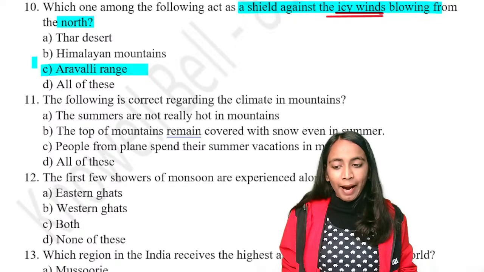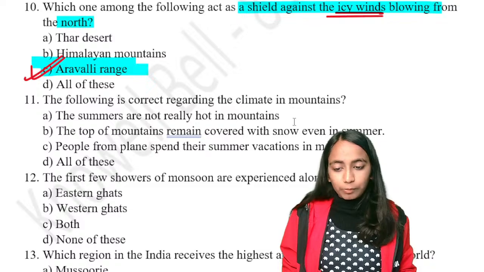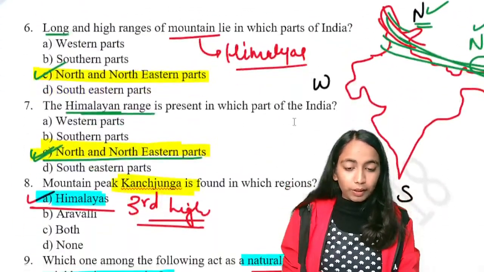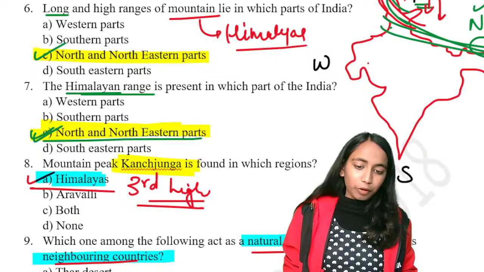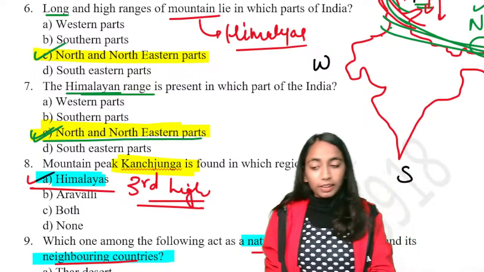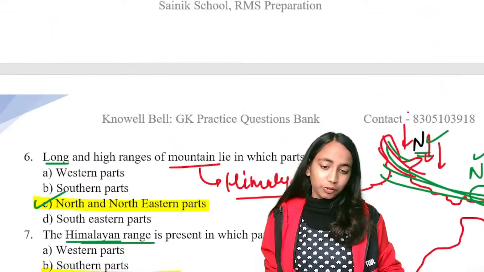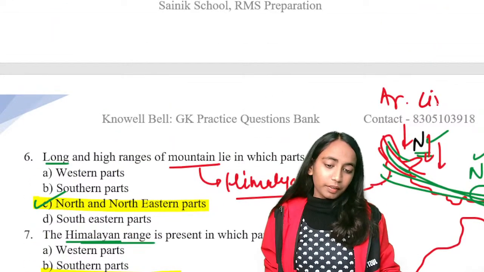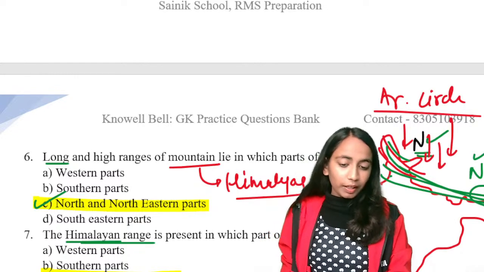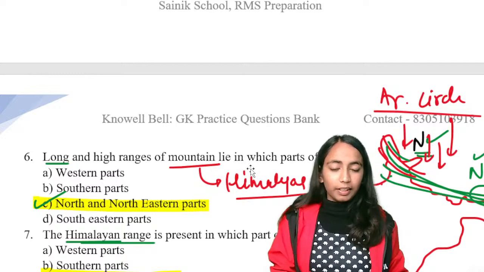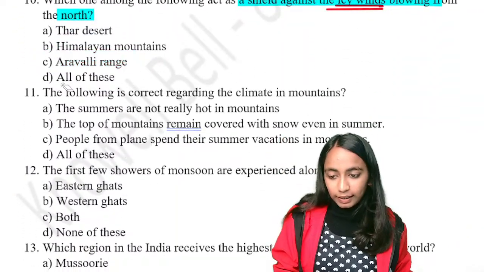So you have to keep in mind the Aravalli range. What will the correct answer be here? Aravalli range. We have already drawn the map, we will not be drawing the map again. So this is north. Icy chilly winds are coming from the north. Why are icy winds coming from the north? This is also a question. Because in the north you have the Arctic Circle. So the frigid zone is there, and icy chilly winds are coming from there. And the Himalayas act there as a shield. Sorry, the right answer is option B here.